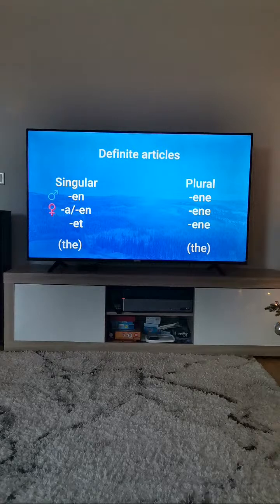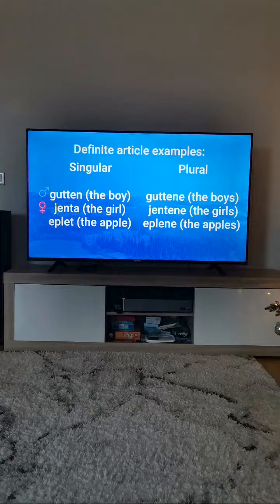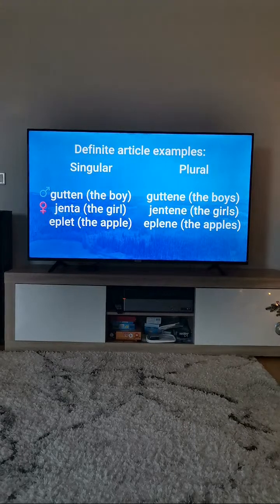But here we can see with the female, once again, you have a choice between a female version, which is just an a at the ending, or the male version, which is en. And we can also note that all of the genders have the same ending in plural, which is awesome. Examples of these definite articles are gutten, jenta, eplet, guttene, jentene, eplene.